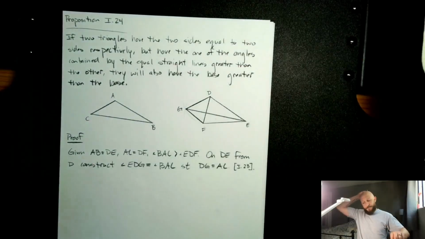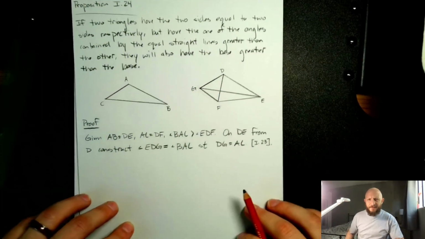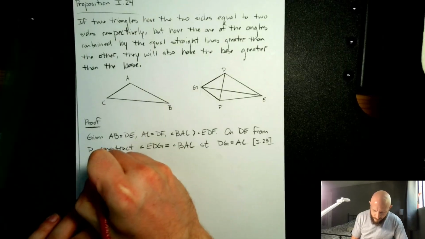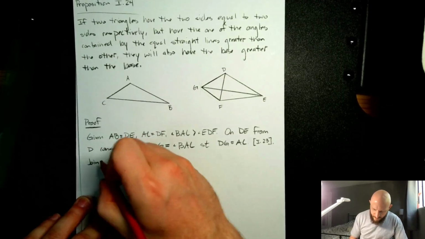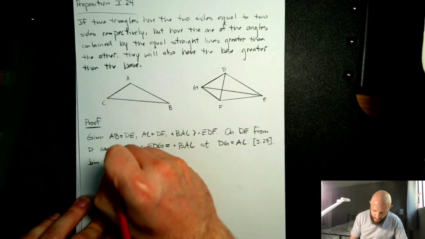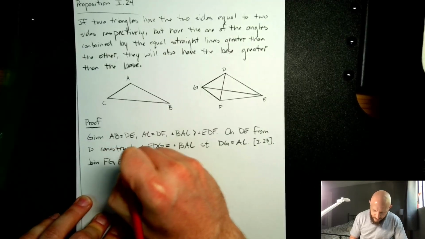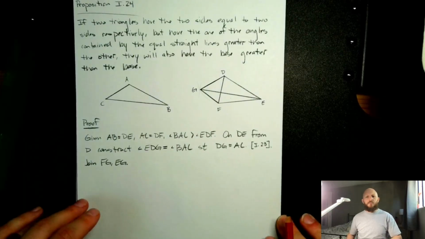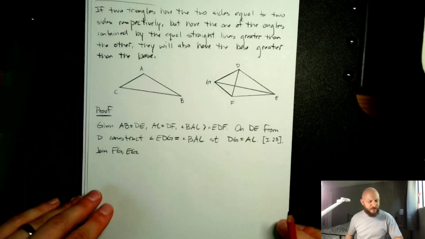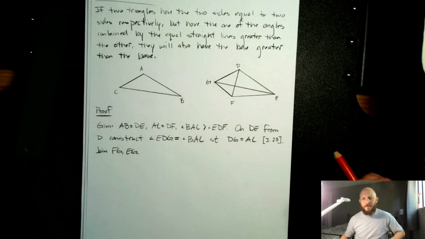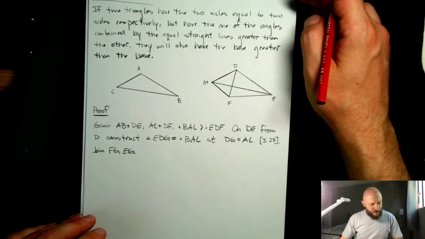There we go. All right, I better write that step down. Join FG, EG. Again, postulate 1, but hey, we're past that, right? That was kiddie stuff. That was like freshman stuff. We don't need to justify that anymore.